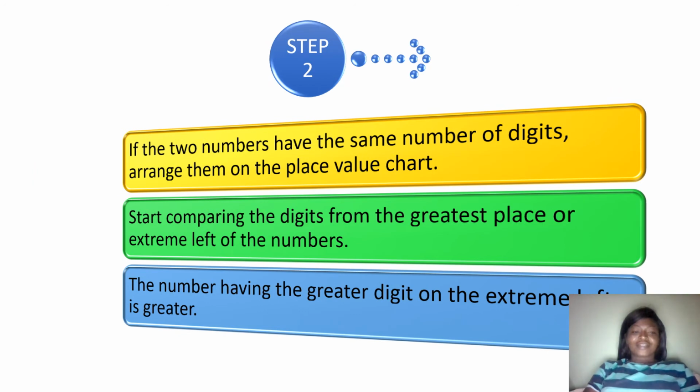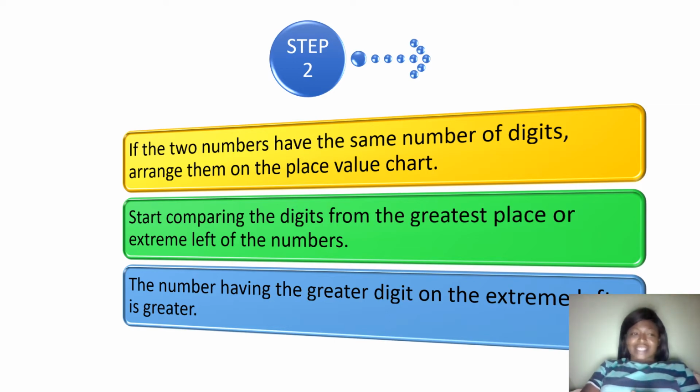Step 2. If the two numbers have the same number of digits, arrange them on the place value chart. Then start comparing the digits from the greatest place, or extreme left, of the numbers. Anytime we do our comparisons, we start from the left on the place value chart. The number having the greater digit on the extreme left is greater.